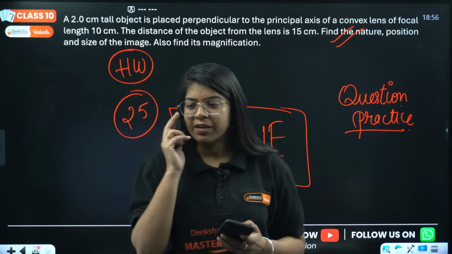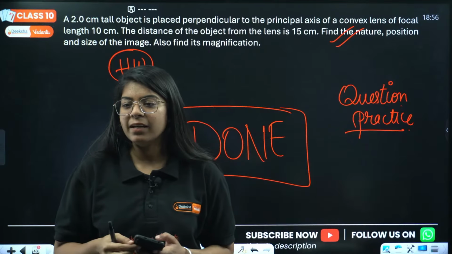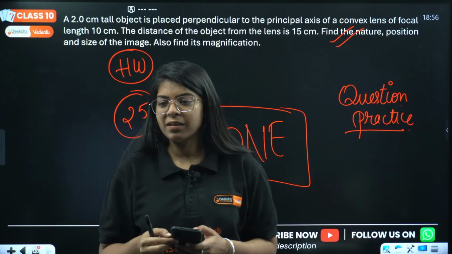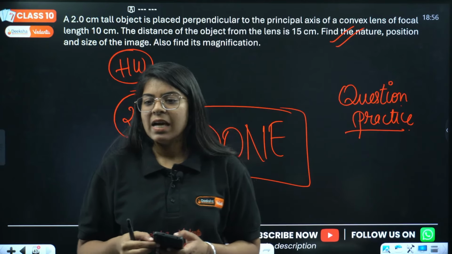Out of 25, I got in Human Eye and Light 11 out of 15, and in Electricity and Magnetic Effects I got 3.5 out of 10.